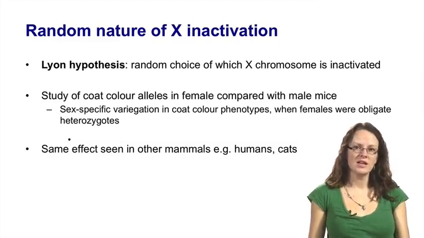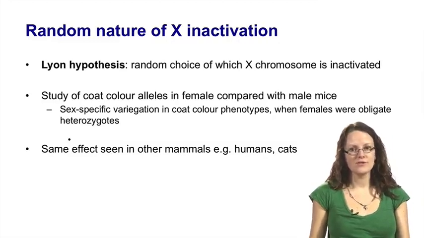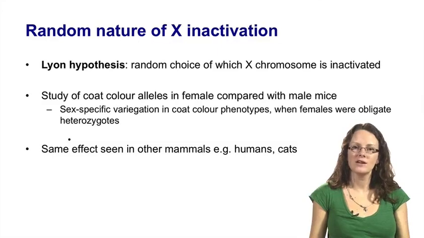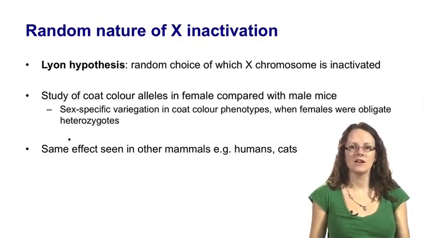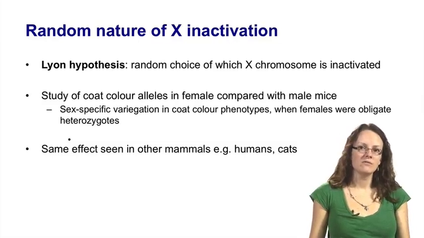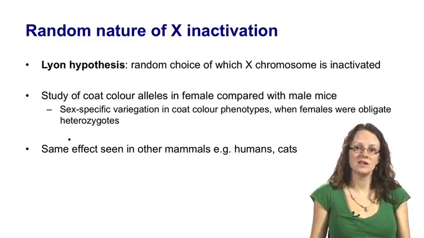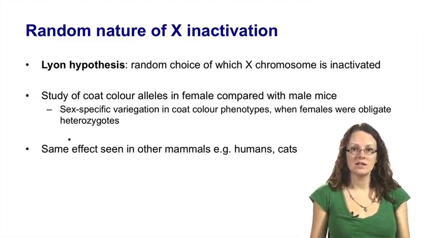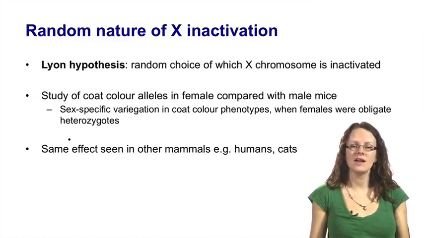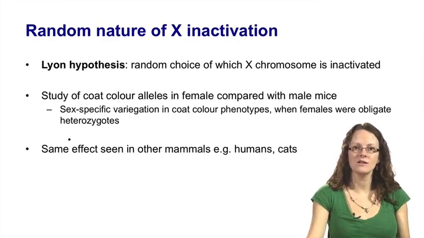And she noticed that if you had females that were obligate heterozygotes, you had to know that they were a heterozygote for a particular coat colour allele, then they could have this mosaic or variegated coat colour. But males never showed this variegated coat colour. And of course, the same effect is seen in humans if you're able to see this within the skin colours, and the same thing is seen in cats. And I would like to go through that cat example, the calico cat example, again in more detail.